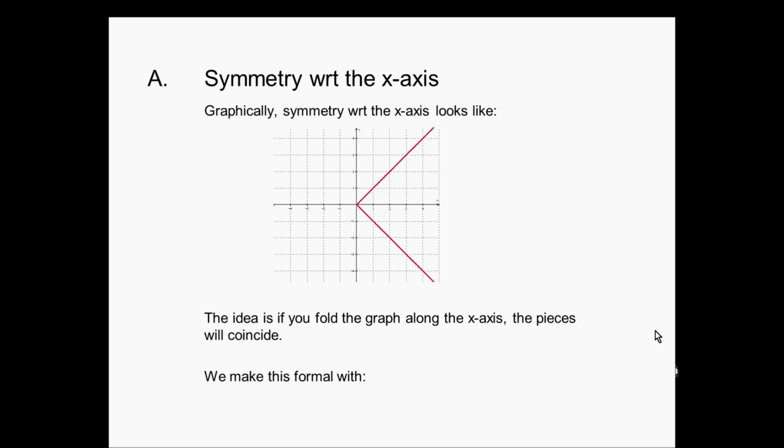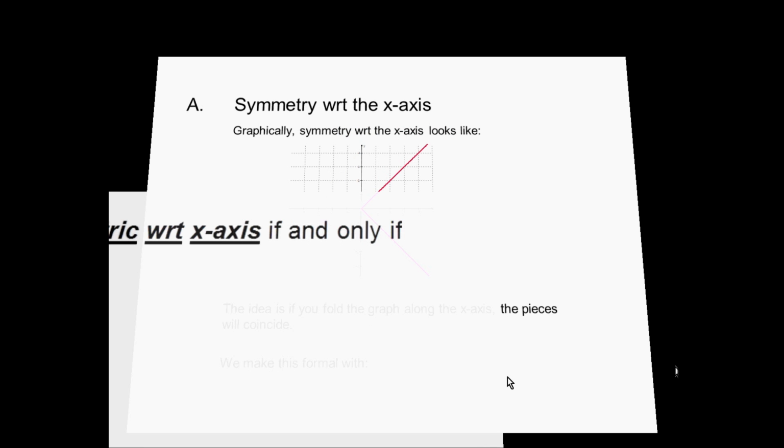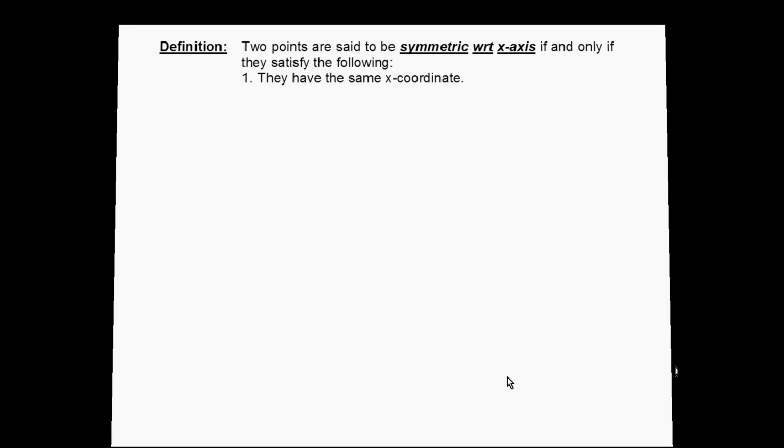We make this formal with a definition. Before we make the definition, look at x equals 1: it has y equal to 1 and y equal to negative 1. If x is 2, I get y is positive 2 or negative 2. So for each y, I've got a plus y and a negative y. So we're going to make this formal with a definition. Two points are said to be symmetric with respect to the x-axis if and only if they satisfy the following. Number 1, they have the same x-coordinate. Number 2, their y-coordinates are opposites or additive inverses of each other.